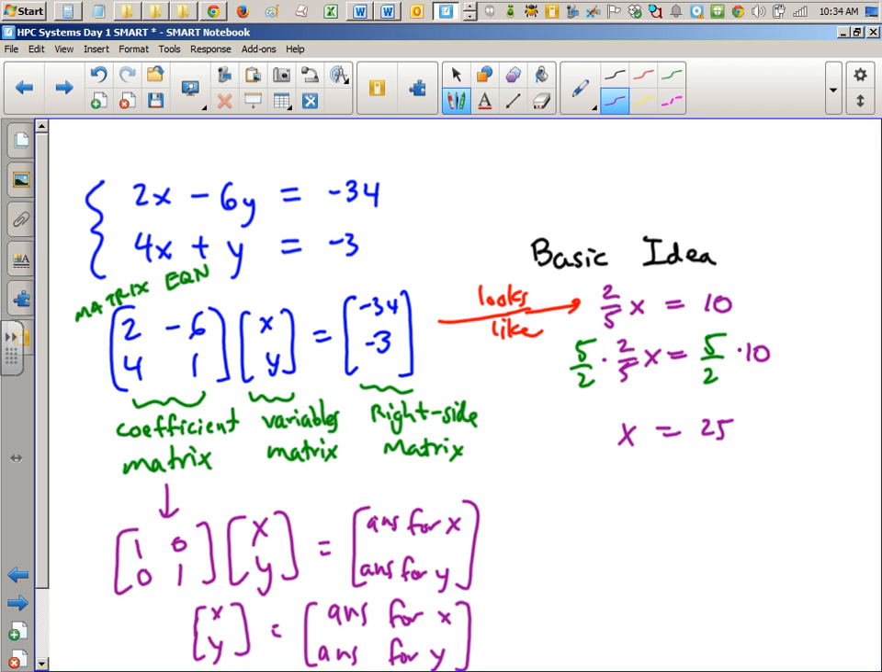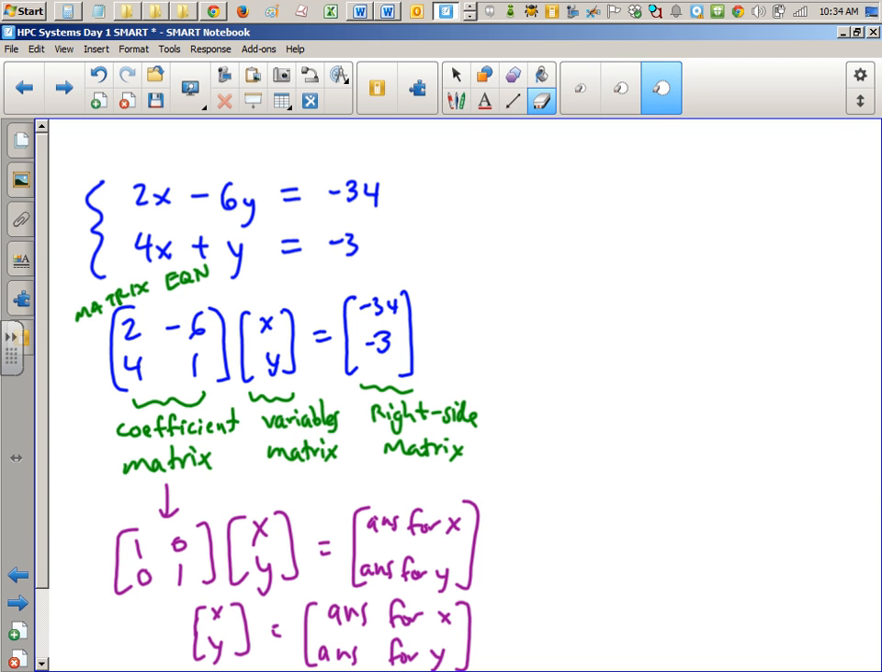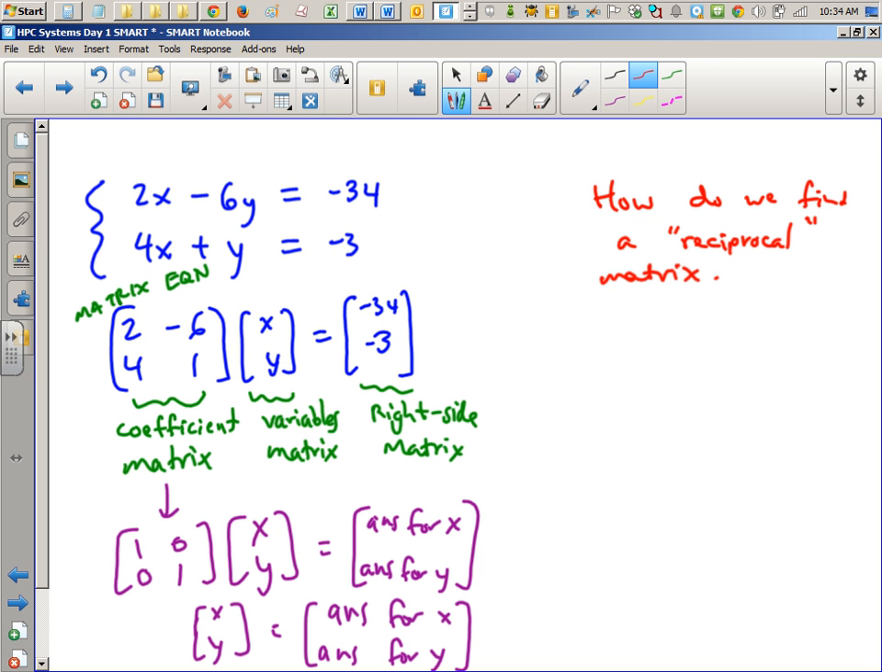So now all that remains is I need to teach you how to find that magic reciprocal type matrix, the inverse matrix. Okay, so now that we kind of know what our needs are, I can erase this, and let's go over here and ask the question, how do we find a reciprocal matrix? Well, first of all, it's not called a reciprocal matrix, it's called an inverse matrix.